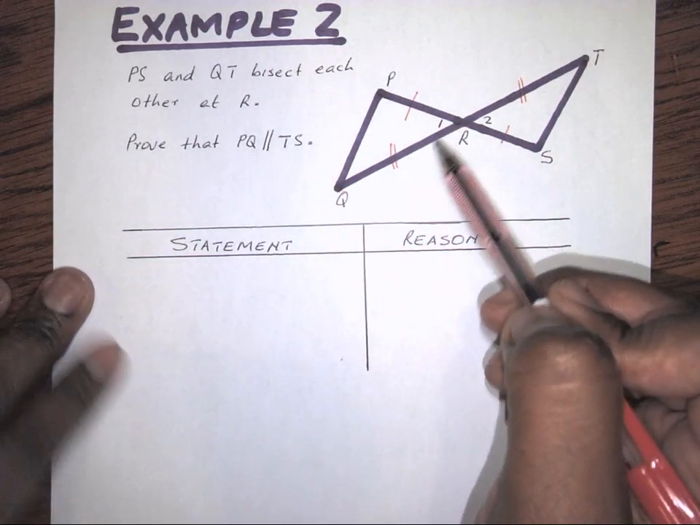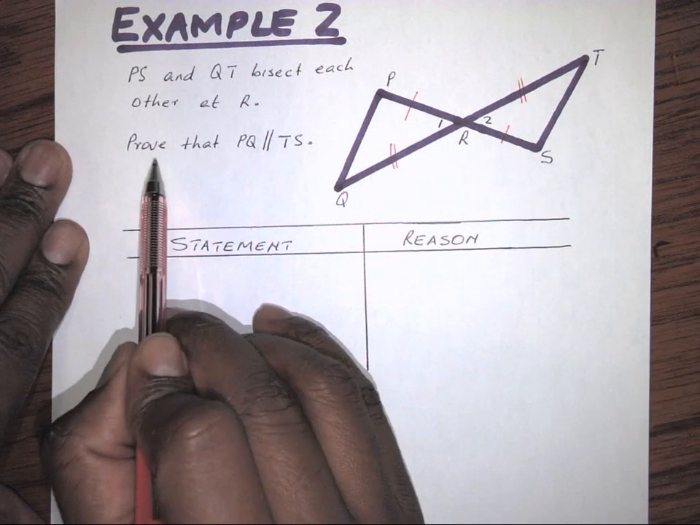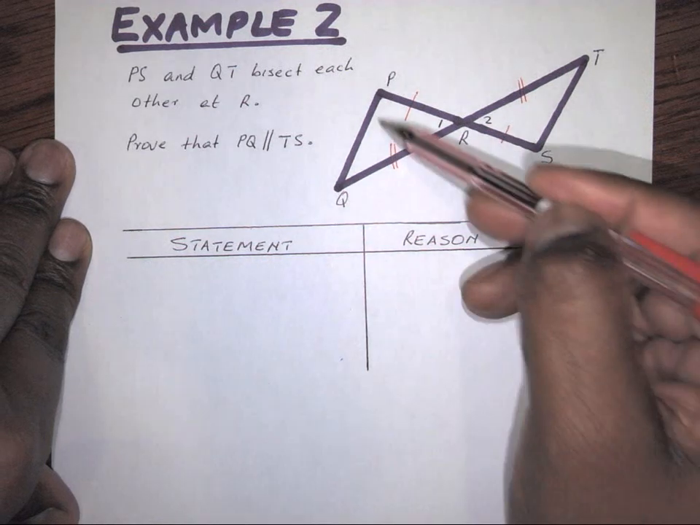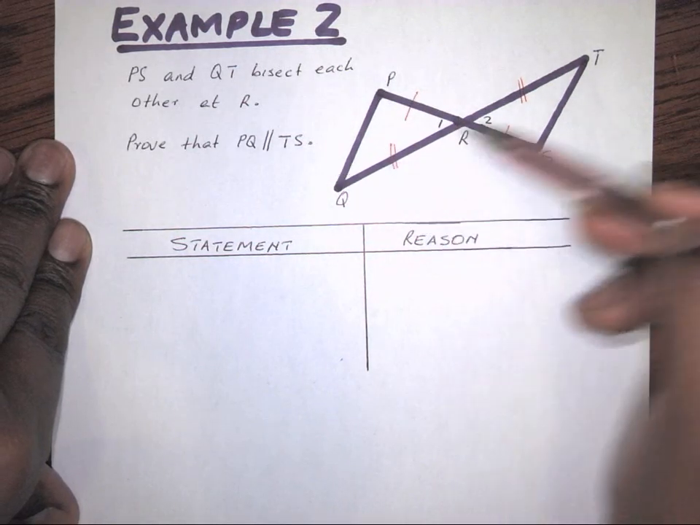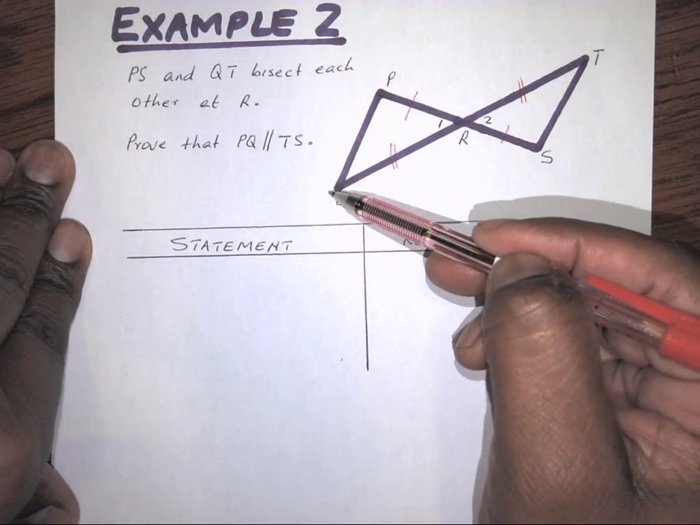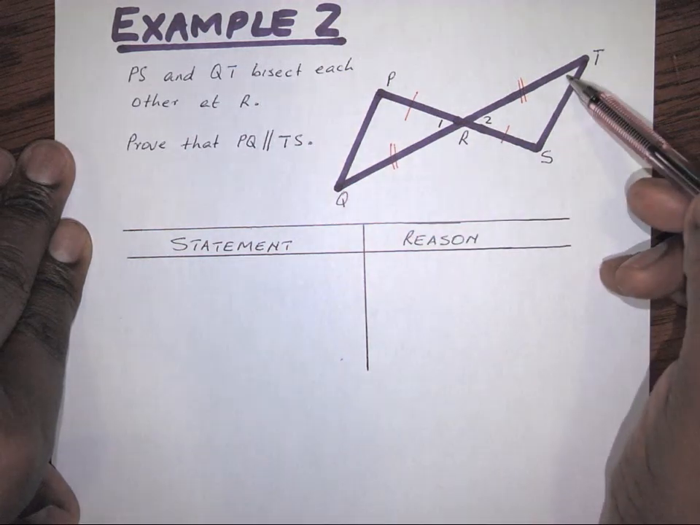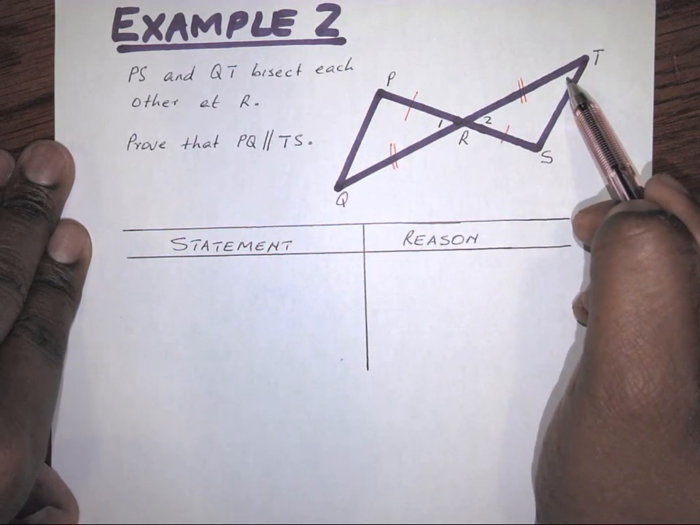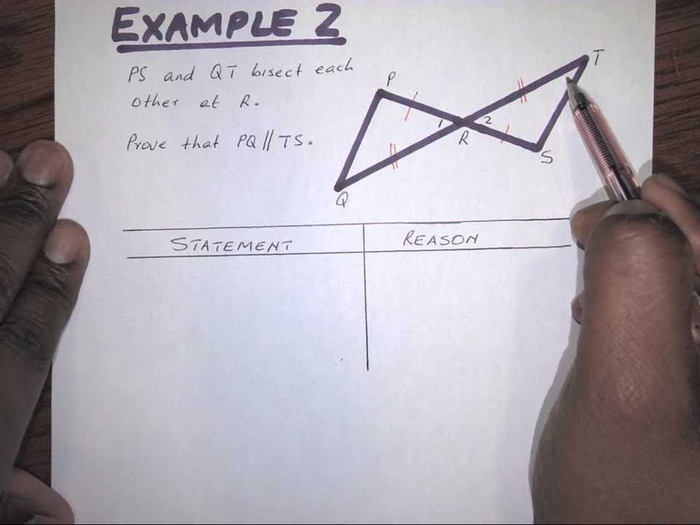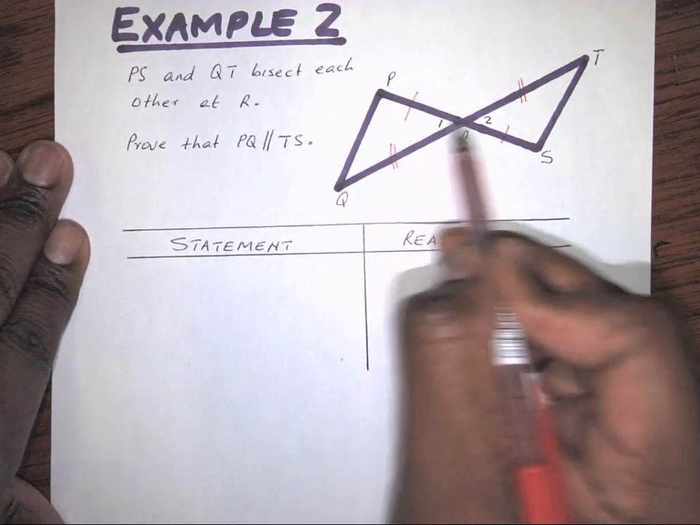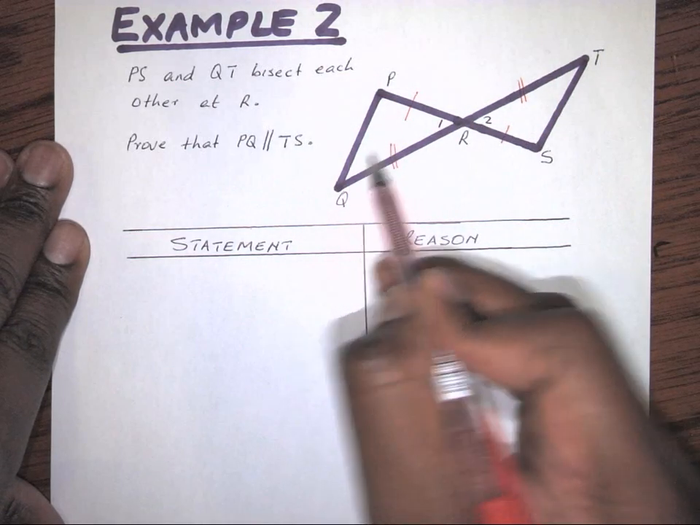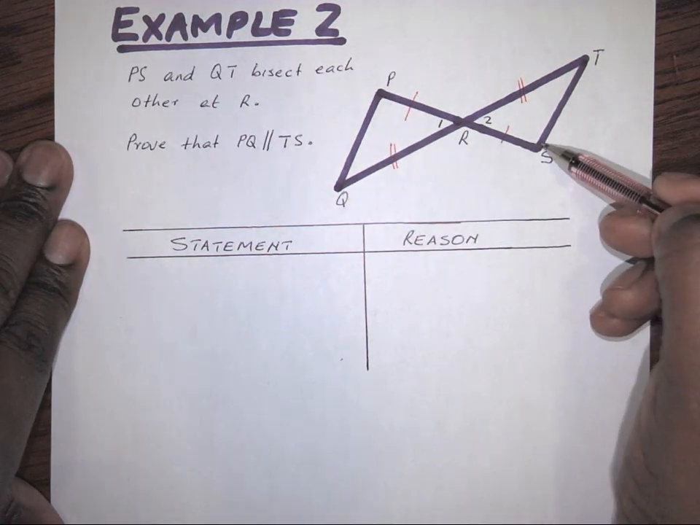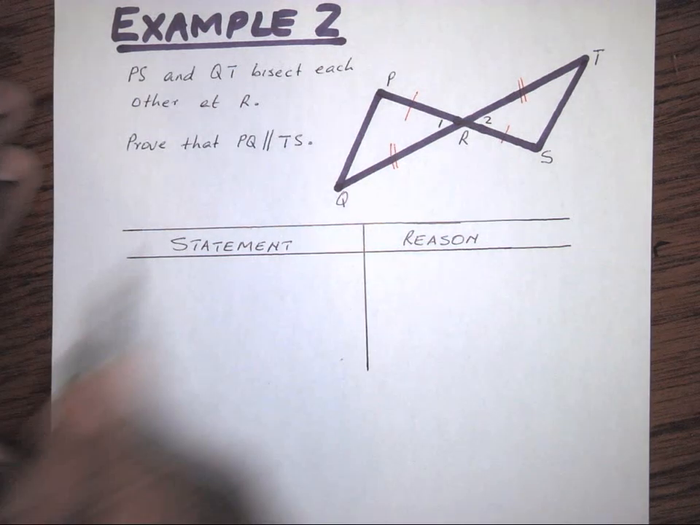Now, the question is, how can we prove that PQ is parallel to TS? How can this line be parallel to this line? We know that lines will be parallel if alternating angles are equal. So we've got to prove that that angle is equal to that angle. So we can use congruency between the two triangles to prove that these angles are equal, which will then imply that this line is parallel to that line. So how do we write that?